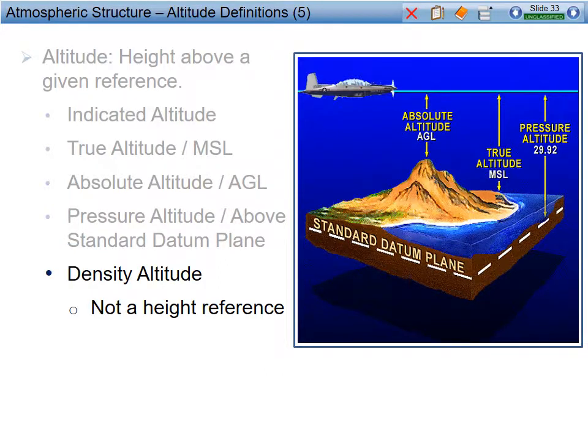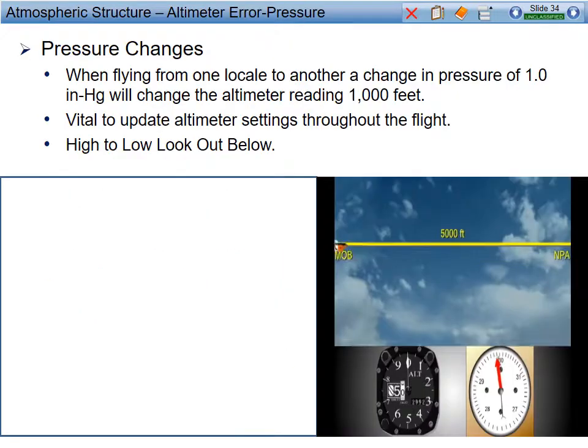Density altitude is not a direct reference to height, but a reference of aircraft performance. For example, at 5,000 feet MSL, if it is extremely hot and humid on that particular day, the aircraft may behave as though it is at 10,000 feet. That 10,000 feet is referred to as density altitude. So it is an indication of aircraft performance.